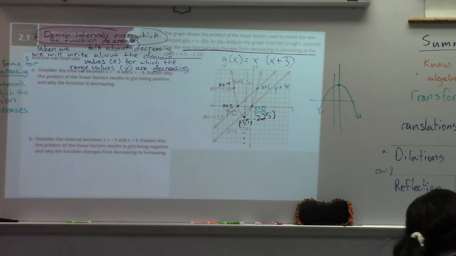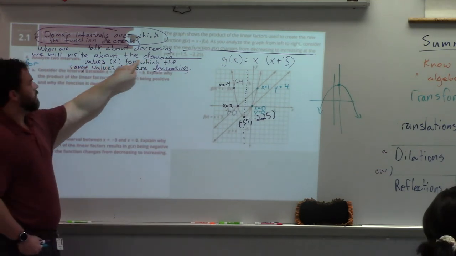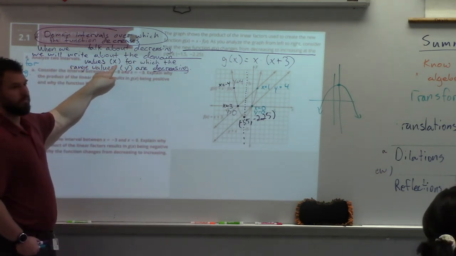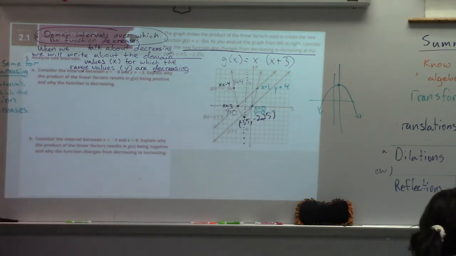Why do you think I start out with that statement of domain intervals? Instead of just saying decrease or increase, why am I starting out with that statement of domain intervals? So that you know you're talking about the X, because you're talking about the domain operation. The domain interval is, we're talking about the X values.